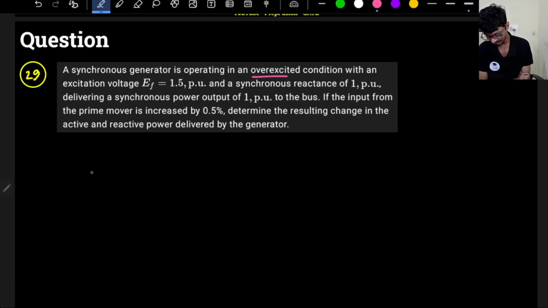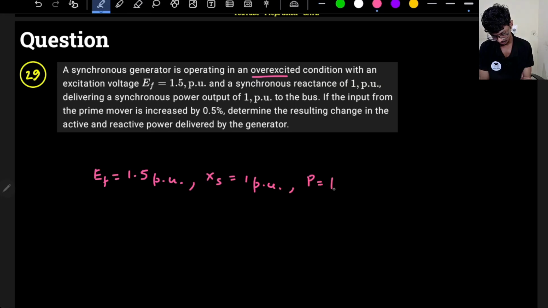Delta will be lower. EF is given as 1.5 pu, XS is given as 1 pu, and it is delivering a synchronous power P equal to 1 pu to the bus.